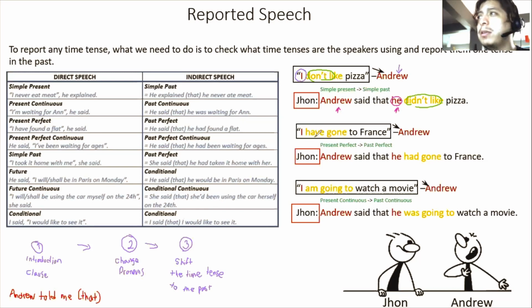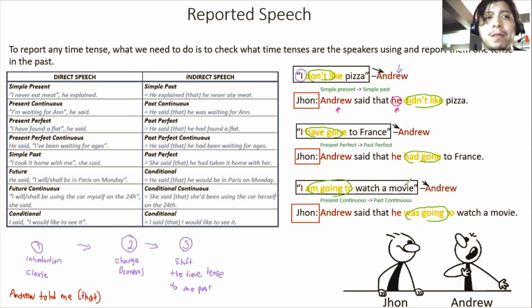If somebody says something in the present perfect, we report it in the past perfect. If somebody says something in the present continuous, we report it in the past continuous. So simple present is reported in simple past, simple past in past perfect, present perfect in past perfect. Past perfect is the last tense; you don't have anything before. So if somebody says something in the past perfect, you report it in the past perfect. There's no way to move.